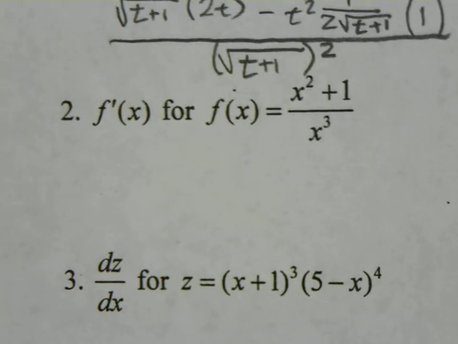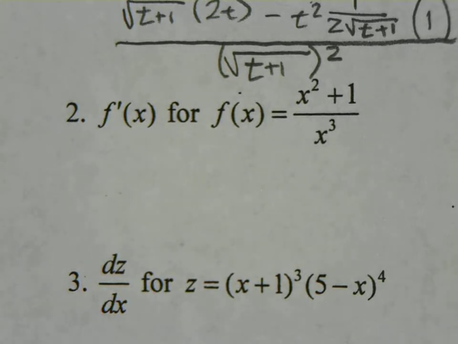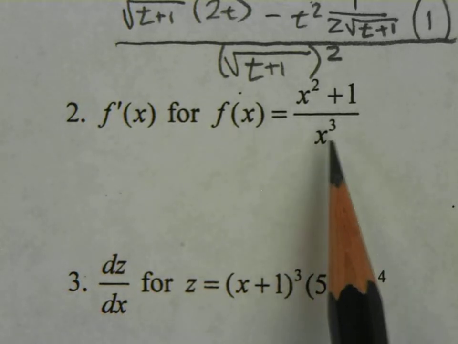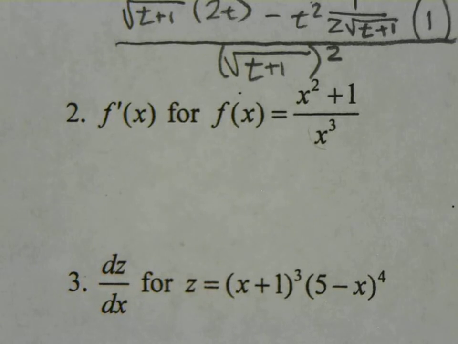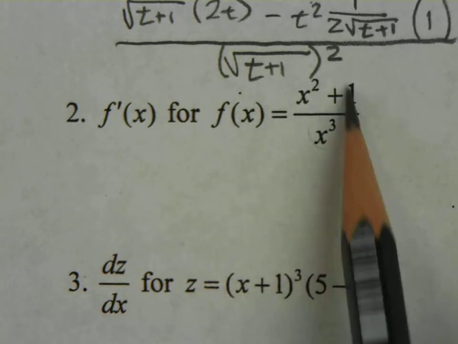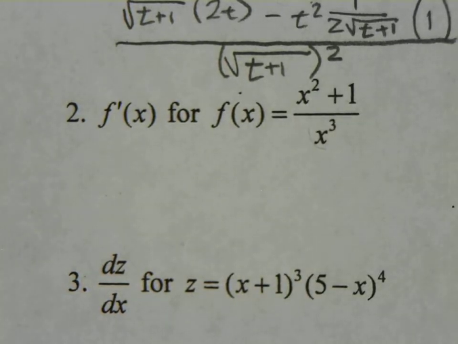Number 2 is pretty straightforward. That's what's the outermost thing, what you're going to have to deal with first, the quotient rule. And there's nothing too complicated when you do the derivative of x cubed. There's nothing too complicated when you do the derivative of x squared plus 1. So I'm going to leave that alone. I'm not going to write that out for you.